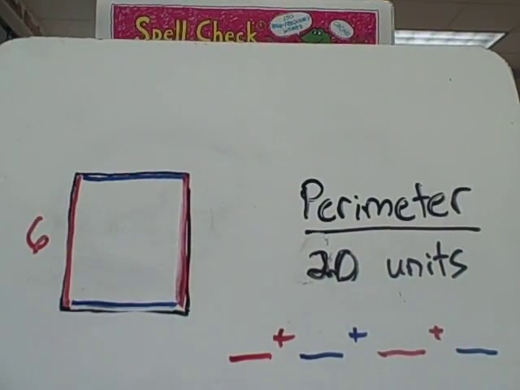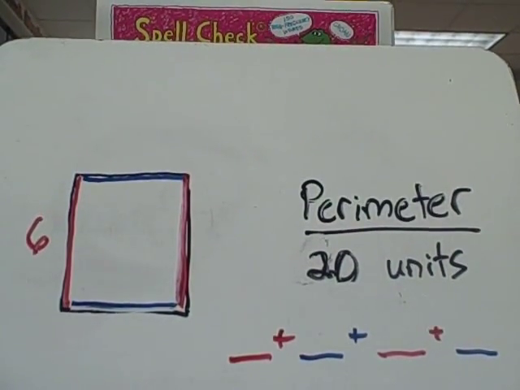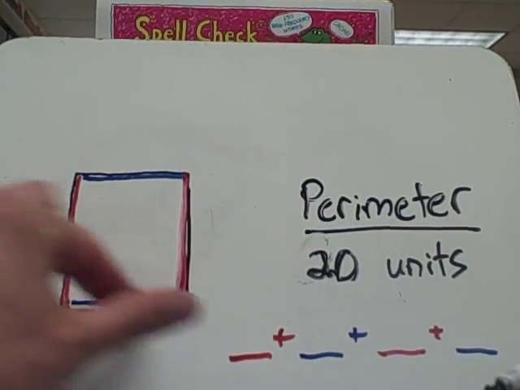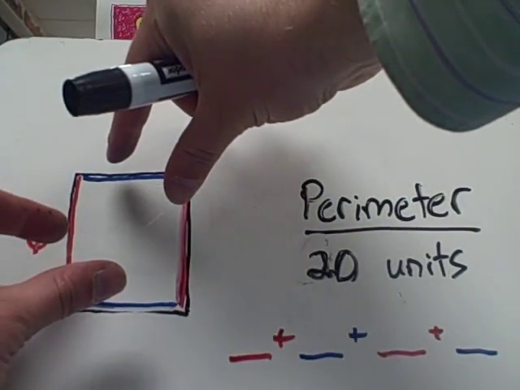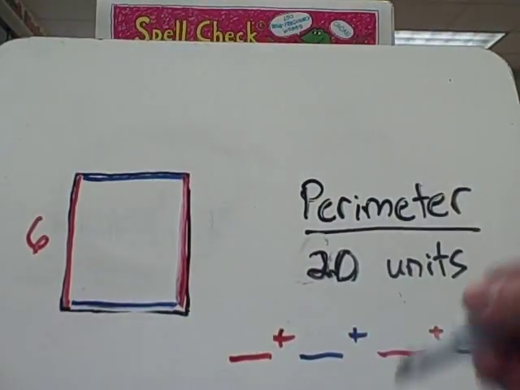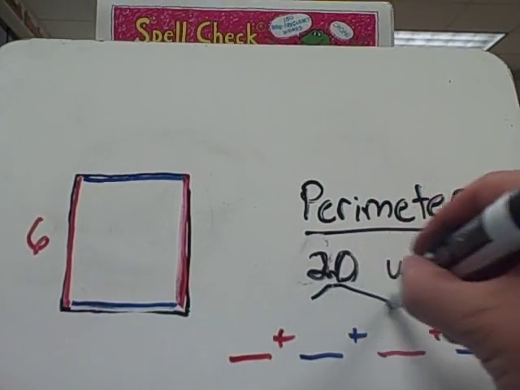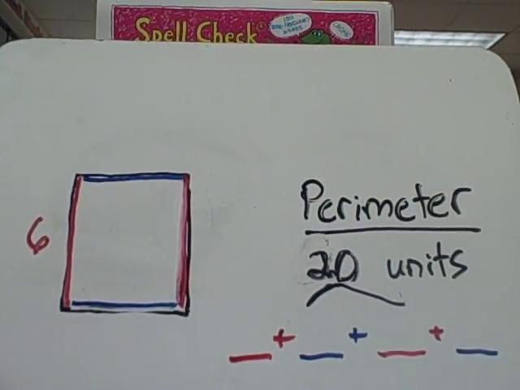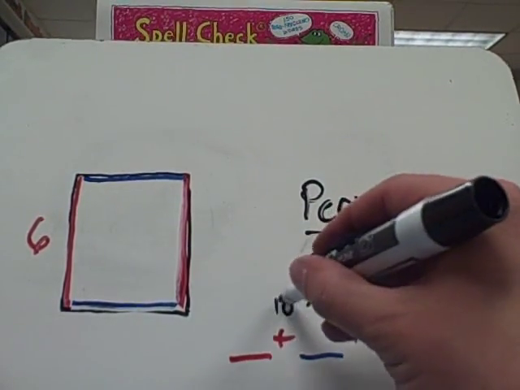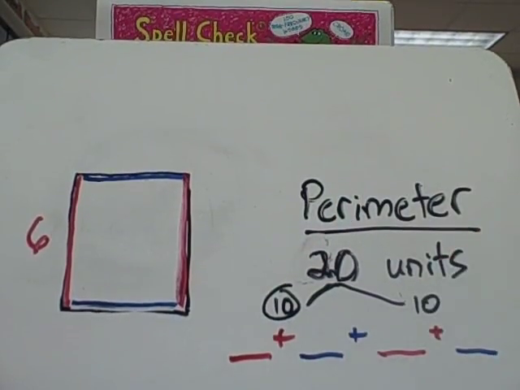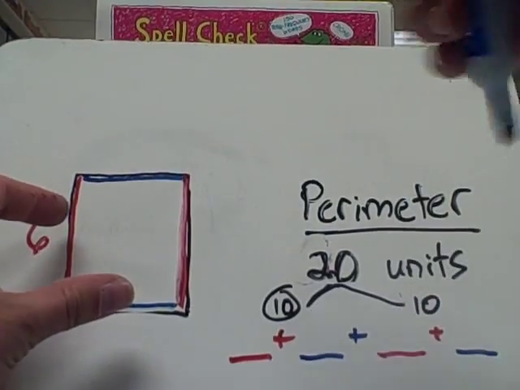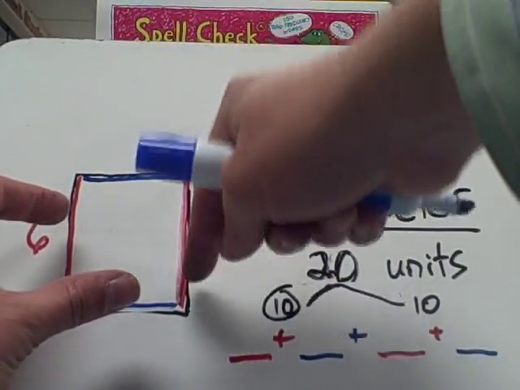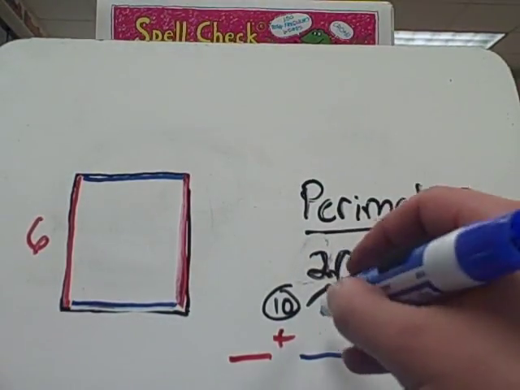This time we have a rectangle with a perimeter of 20 units and a side length of 6. So again, we know that these two side lengths plus these two side lengths make 20. So let's look at just half. Okay, what's half of 20? Half of 20 is 10. So we know that this 6 plus the blue makes 10. And this blue side plus the red side makes 10 as well.